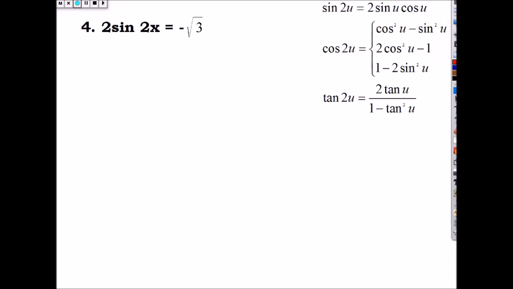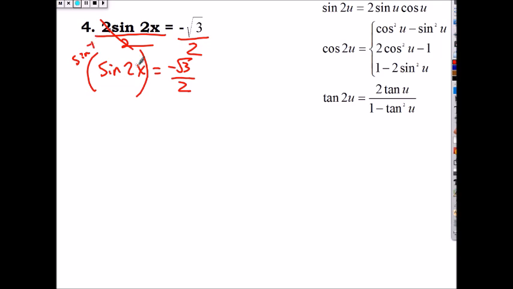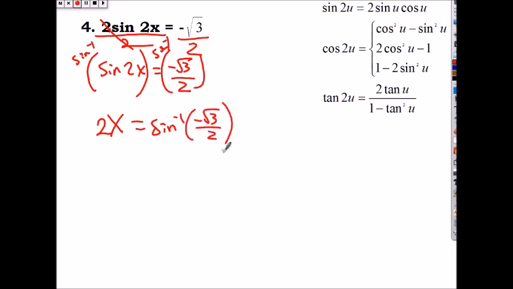So here, kind of same thing. So divide by 2, divide by 2. I have sine of 2x equals negative root 3 over 2. Take the inverse on both sides. So I get 2x equals arc sine of negative root 3 over 2.